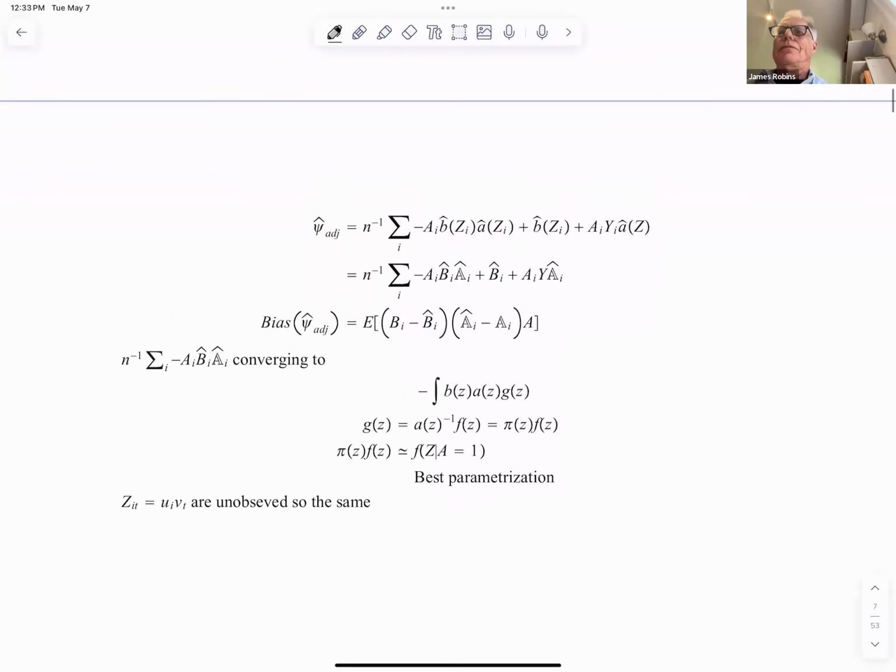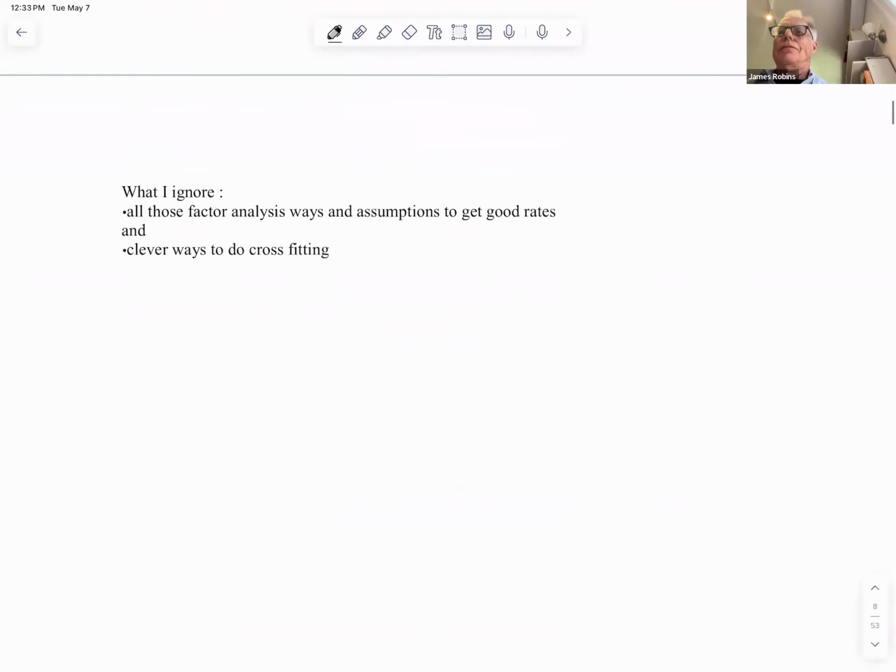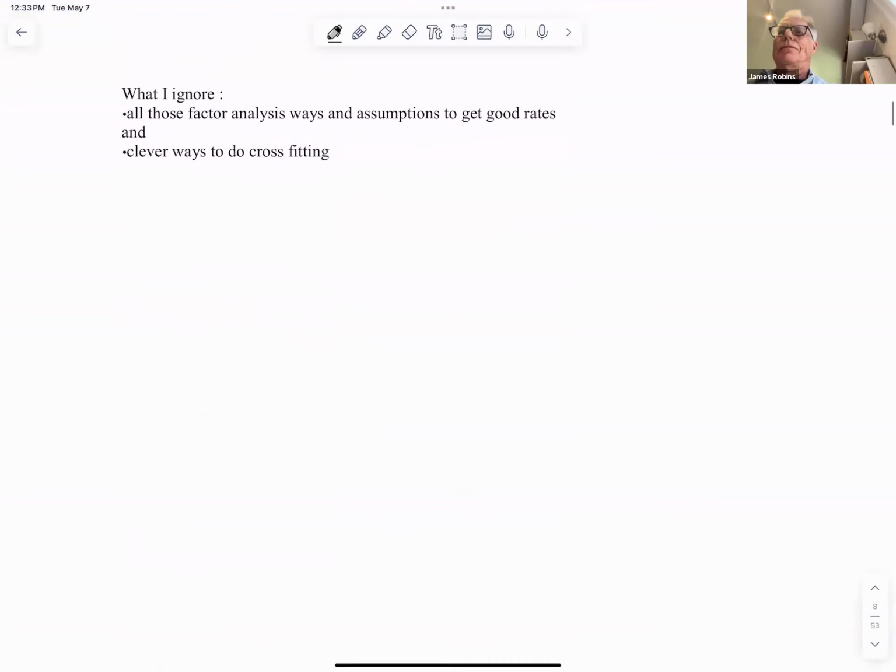Okay, and in fact our estimator is really the same, because if I think of ZIT, I'm now indexing my I observations by IT like his. So you now see that I have a UIVT, which was exactly the BI, the BIAI times 1 over the propensity score. And I said it would be very unnatural to start with double robustness as the product of two parameters, as if you were doing factor analysis. But that is the way he was looking at it, and that does give the natural parameterization, which is pretty interesting. So what I have ignored is all those factor analysis ways and assumptions.